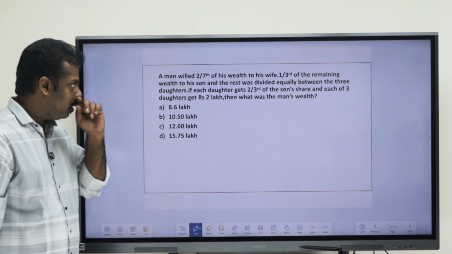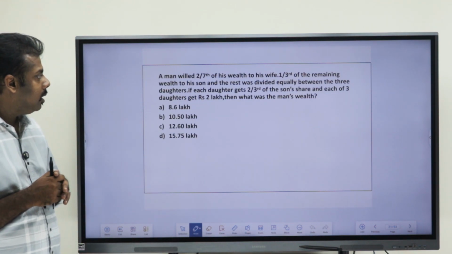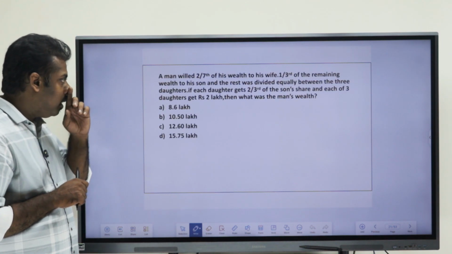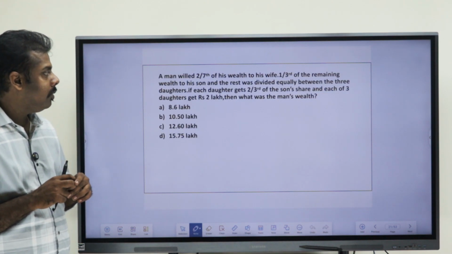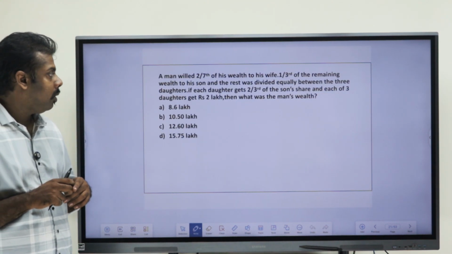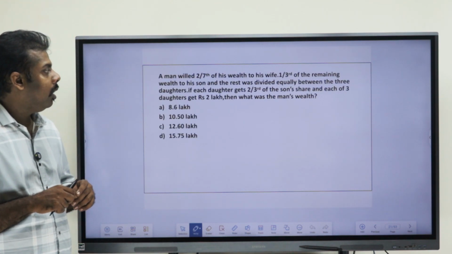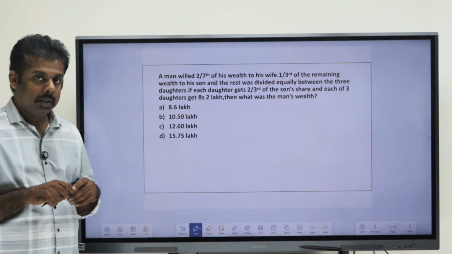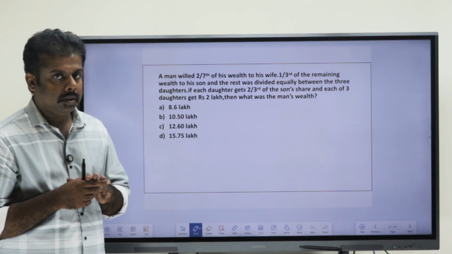Okay, so this is also an important question. First, we can just read the question. A man willed 2/7 of his wealth to his wife, 1/3 of the remaining wealth to his son, and the rest was divided equally between the three daughters. If each daughter gets 2/3 of the son's share, and each of the three daughters gets 2 lakh rupees, then what was the man's wealth? That is the question that they have asked.